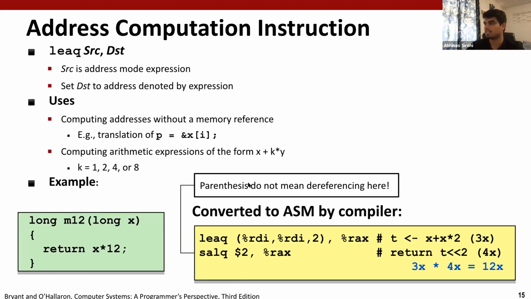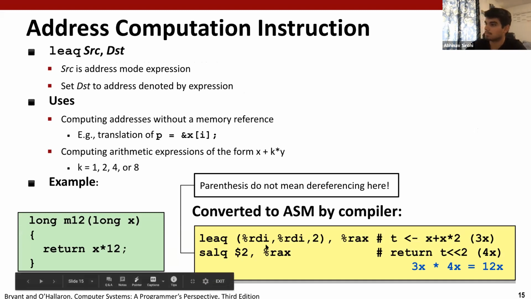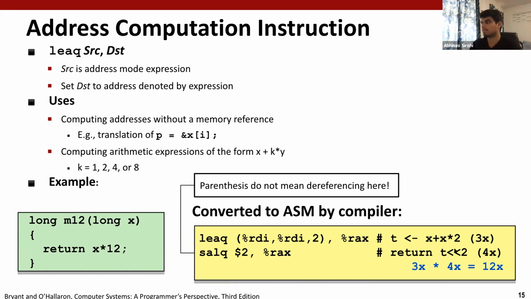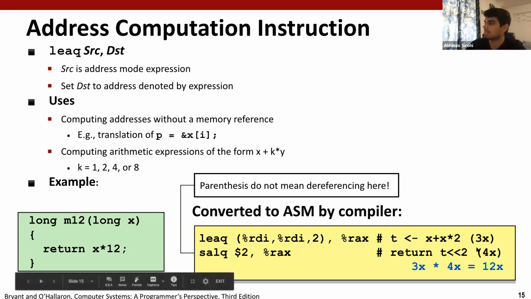So if the source is 2, then we're just left shifting RAX by 2. So a single left shift means multiplication by 2. So 2 left shifts mean multiplication by 4. So first we multiplied by 3, then we multiplied by 4, which effectively multiplies it by 12. And so this assembly code does exactly what this function does.